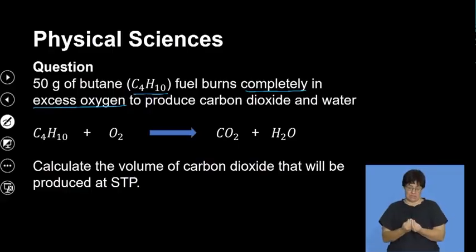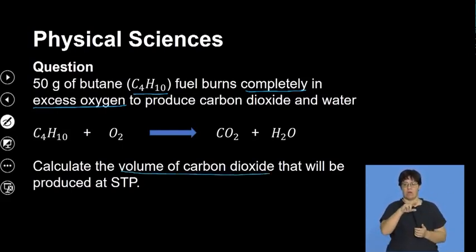And then the question says, calculate the volume of carbon dioxide that will be produced at STP. What does STP stand for? It stands for standard temperature and pressure. Because this is a stoichiometric problem, the law of conservation of mass must be applied. Now, let's ask ourselves, is the equation of reaction balanced or not? If not, then we need to do something about it.